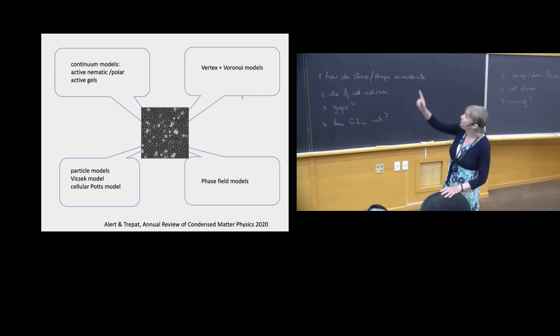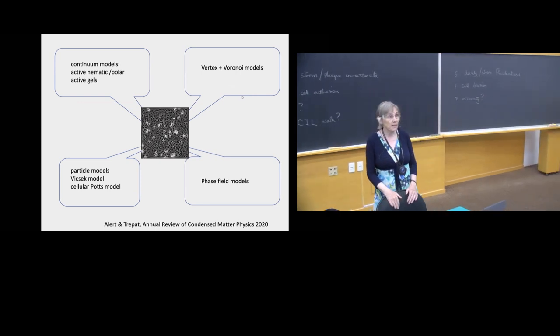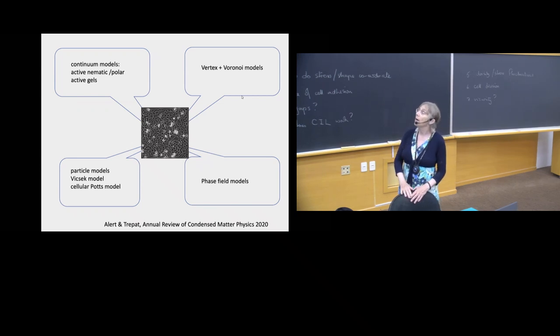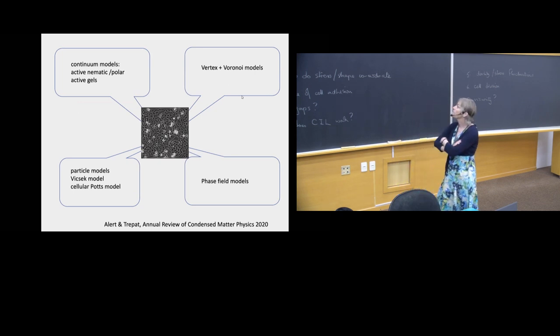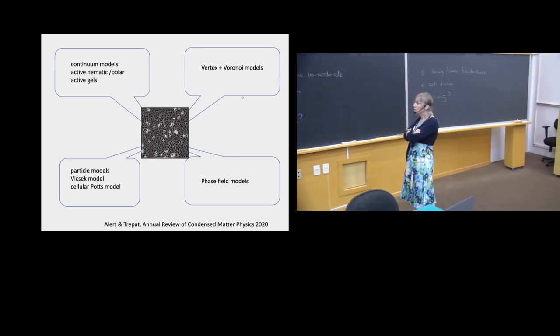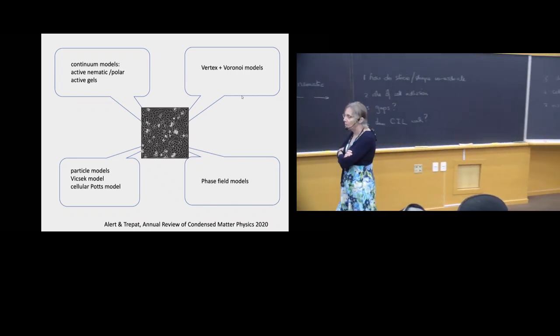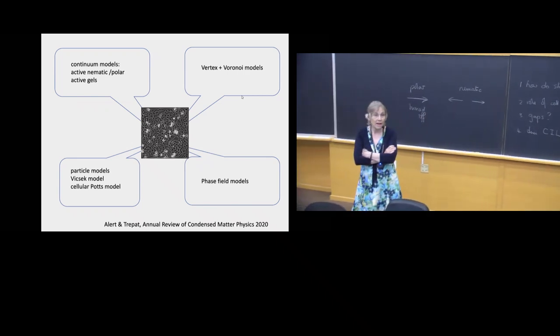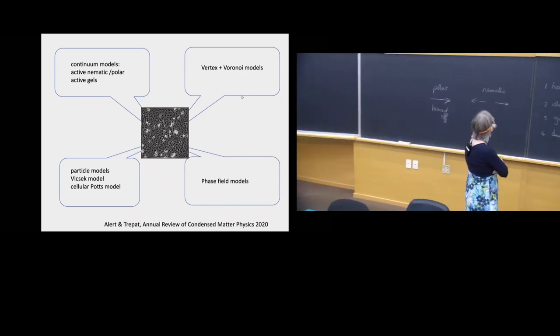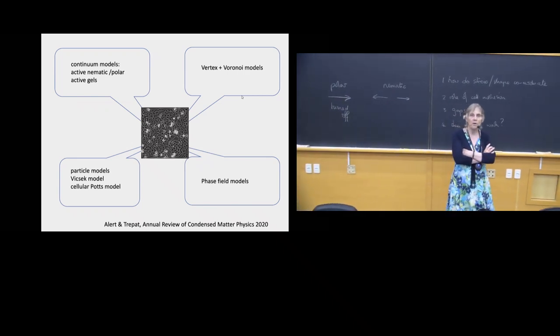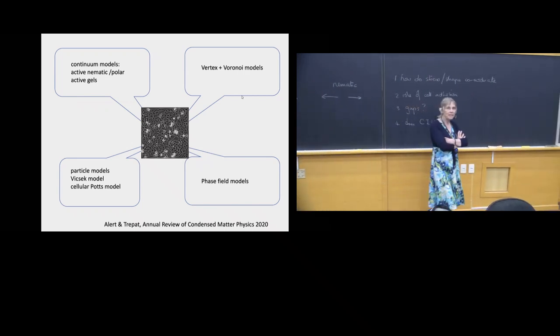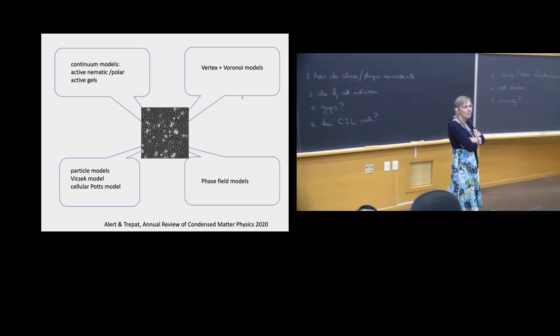We've talked a lot about continuum models. I've talked about active nematic models. One could also have polar models. In Paris, they call them active gels, but those are the same as active nematics. We've heard a lot about particle models and the vertex model, and other people are much more expert on those than I am. There's a thing called the cellular Potts model, which I dislike intensely because it's obvious that the physics is wrong.